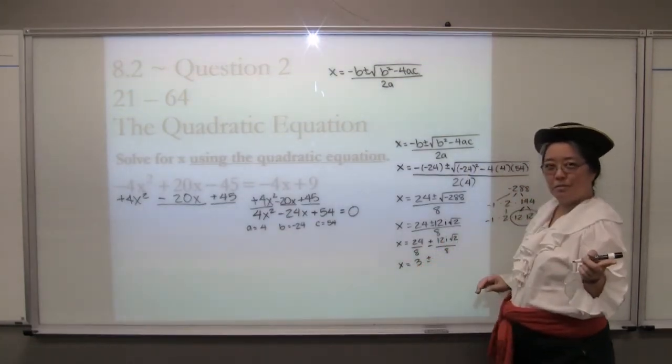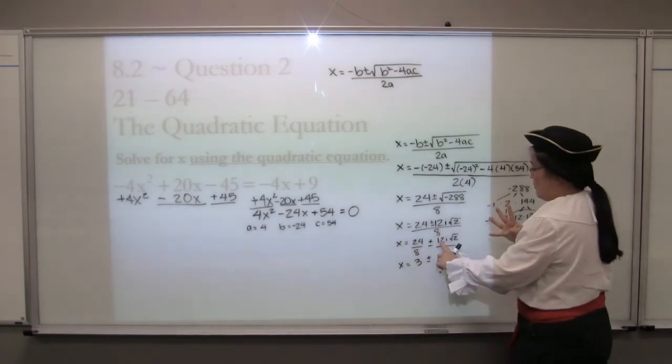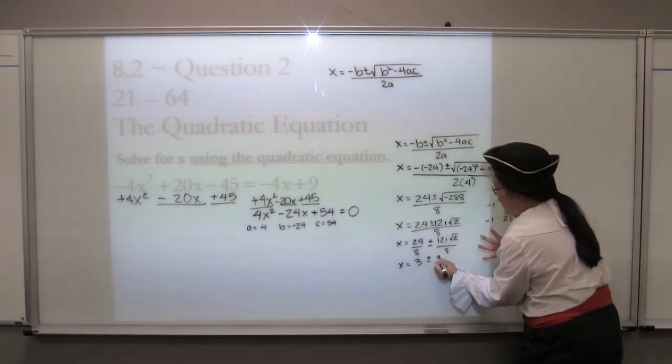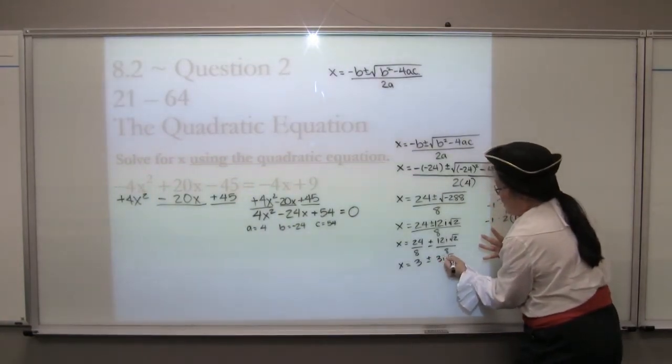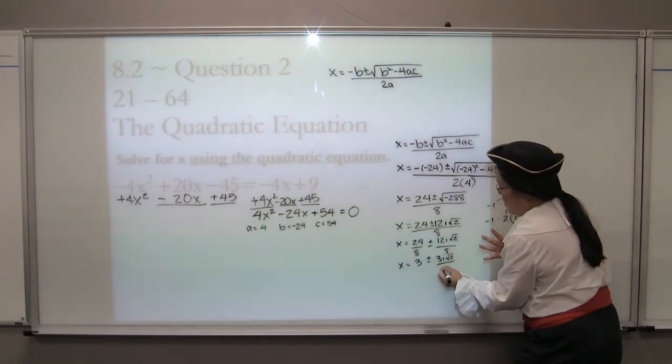Remember how we're reducing and factoring out a 4? We're going to divide by 4 here and get 3i square root of 2. Divide that one by 4 over 2.